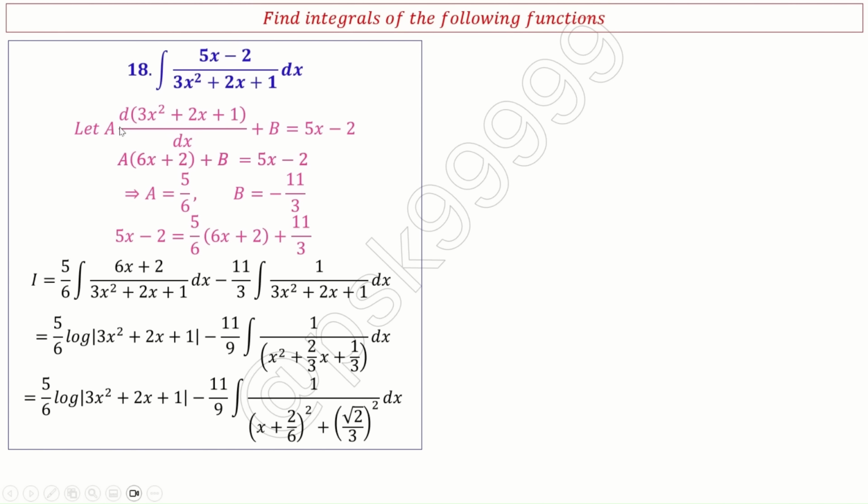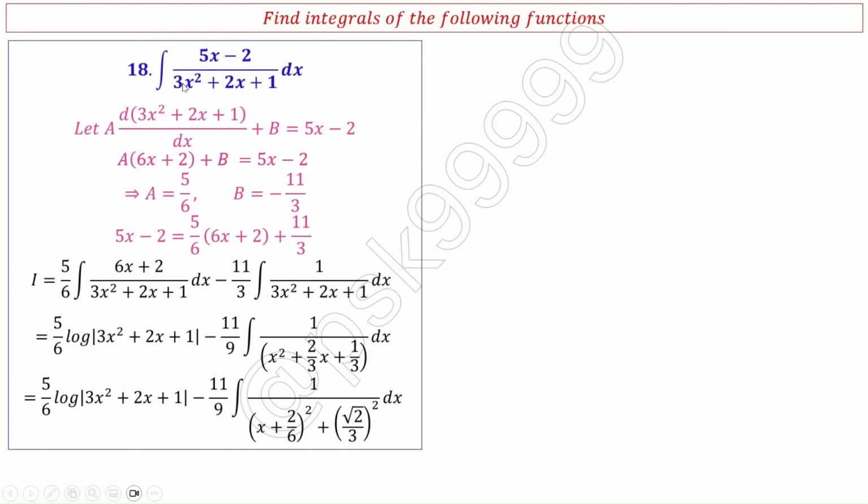That means what I am trying to do is I take two variables a and b. A times the differentiation of the denominator plus b is equal to the numerator. Now simplify this one. The differentiation of 3x² + 2x + 1 is 6x + 2. So I will write a(6x + 2) + b = 5x − 2. If I solve this, very simple, right? The x coefficient is 6a, and 6a is 5, so a is 5 by 6. And 2a + b is equal to −2. So from that I will get b. b is nothing but −11 by 3. So now I will write my 5x − 2 in this form: 5 by 6 (6x + 2) minus 11 by 3.